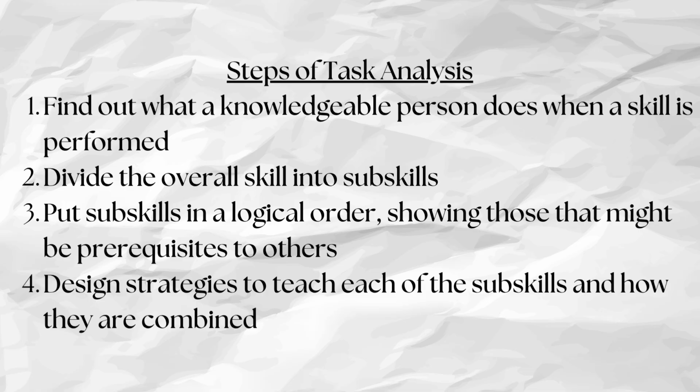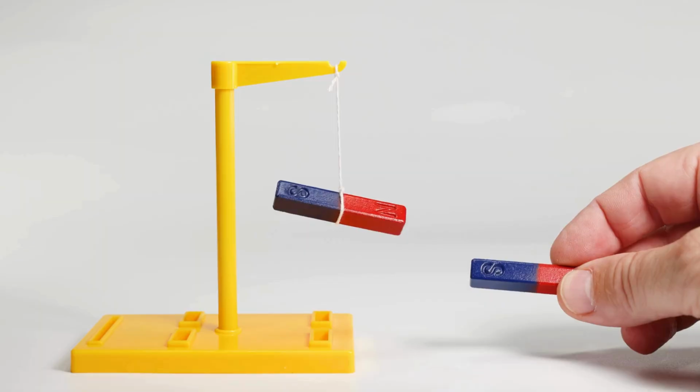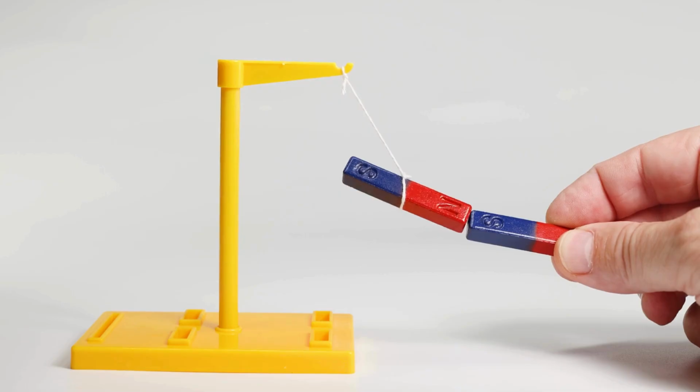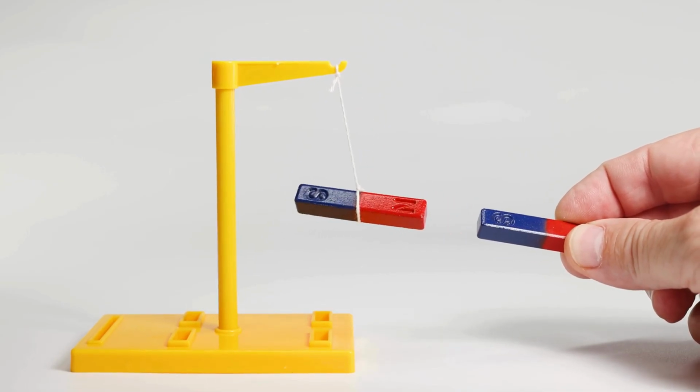Some teachers find it useful to complete a task analysis to break new skills down prior to teaching them. This involves 4 steps. 1. Identify what an expert does. 2. Break the skill down into smaller subskills. 3. Put the subskills in a logical order. And 4. Plan how to teach each part. It is worth noting that knowing all parts of a skill does not equate to being able to perform the whole skill. This is where practice comes in.